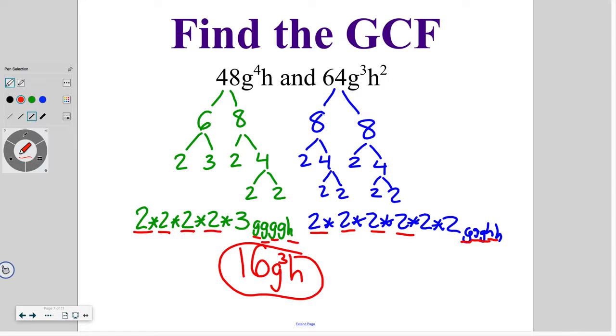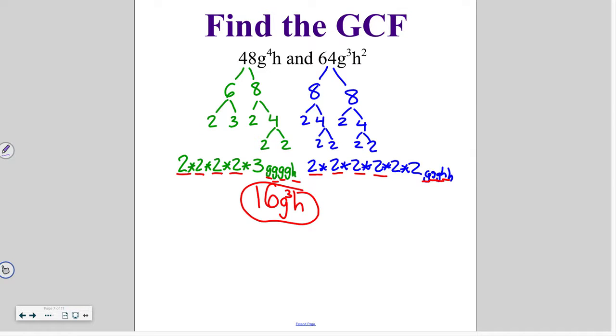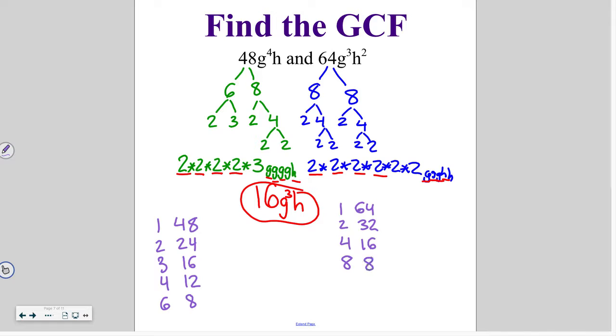The other option I have for how to find the numerical portion of this is by using multiplication factors. So I can list out 1 and 48, 2 and 24, 3 and 16, 4 and 12, 5 doesn't work, 6 and 8. So those are all the multiplication factors of 48. I can do the same thing with 64 and list 1 and 64, 2 and 32, 3 doesn't work, 4 and 16, 5 doesn't work, 6 doesn't work, 7 doesn't work, 8 and 8.